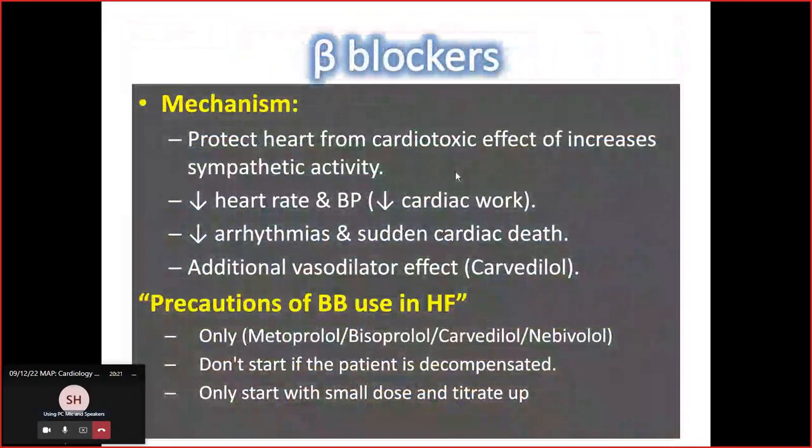I would just like to highlight something about the beta blockers, because if you remember from the pharmacology study, the first side effect of beta blockers is decreasing cardiac output and worsening heart failure. So we are still giving the beta blockers in treatment of heart failure, but we have to be cautious, because if you start a high dose in a decompensated patient, he may worsen the symptoms.